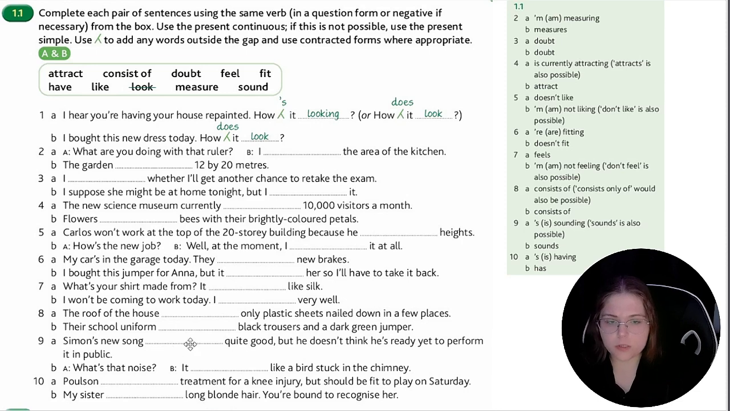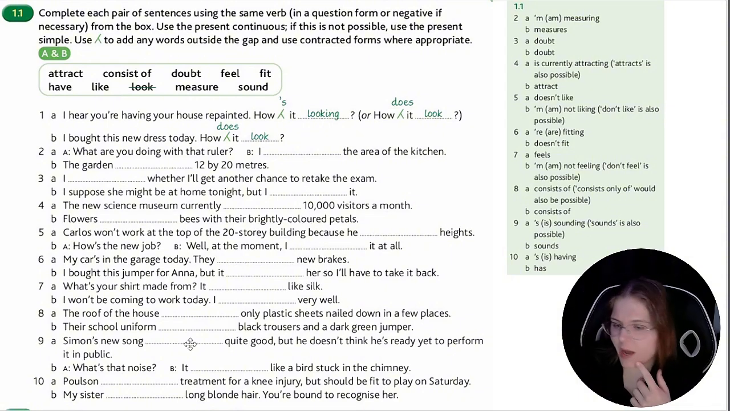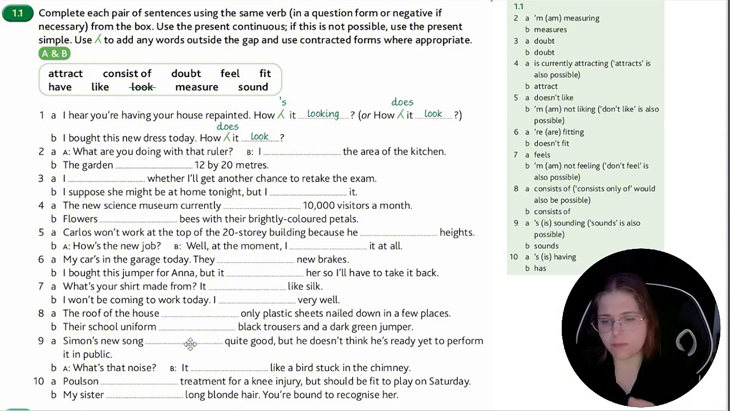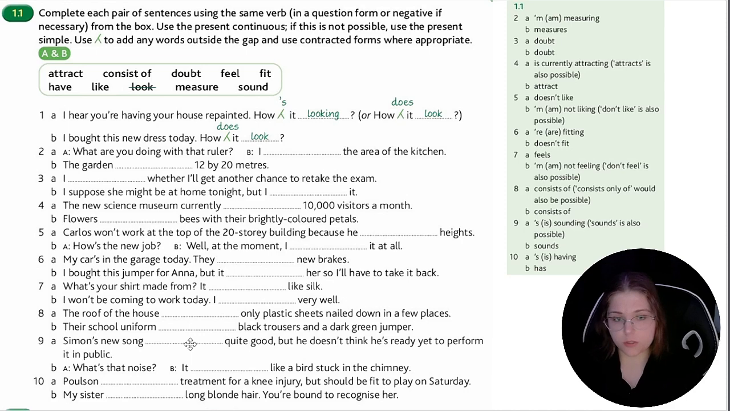If we use "is sounding good," it means that I think it sounds good, only it is sounding quite good now. Maybe I will change my mind in the future, maybe I won't, but this is only my current opinion about this song. But if I use "it sounds quite good," it means that it is really good, and I do think so.